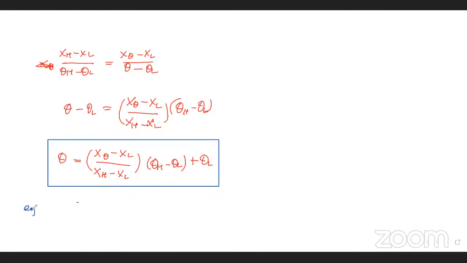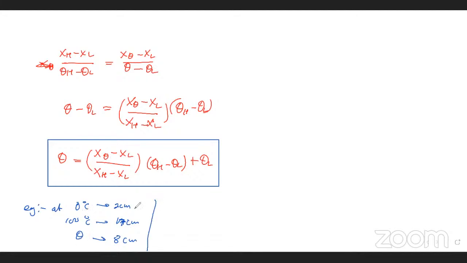Let's see an example. We know the low fixed point is 0 Celsius and the upper fixed point is 100 Celsius. For any temperature theta, let's say the thermometric property given by this mercury thermometer, the length of the mercury column, is 2 centimeters at the lower fixed point and 17 centimeters at the upper fixed point. If you are given an unknown temperature where the length is 8 centimeters, then you can use this equation to find the unknown temperature.